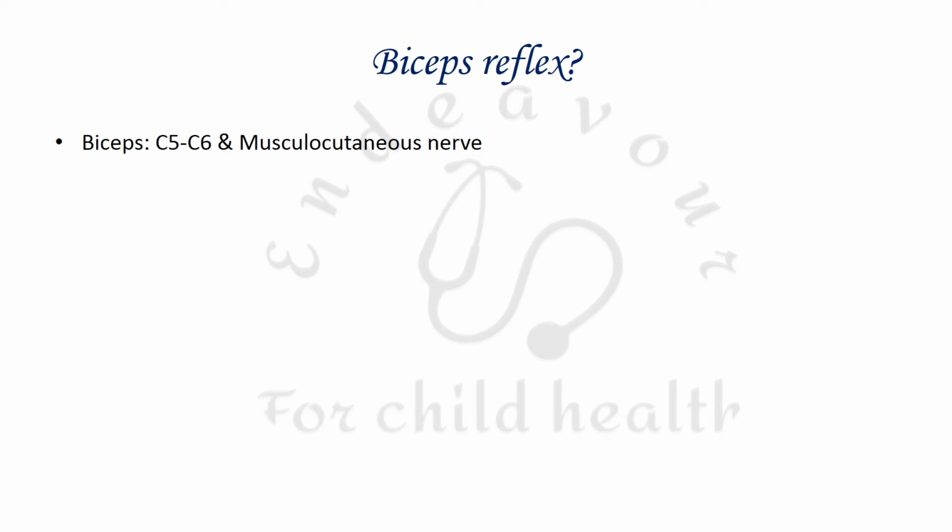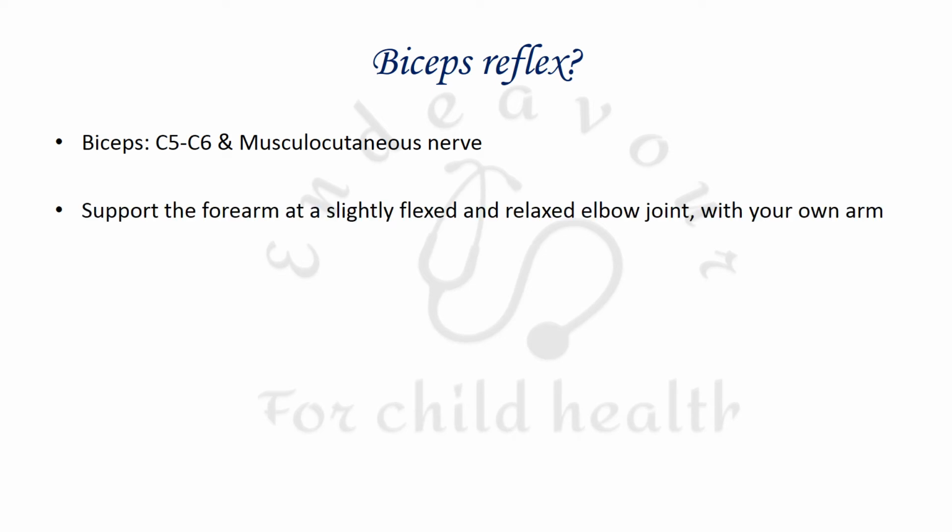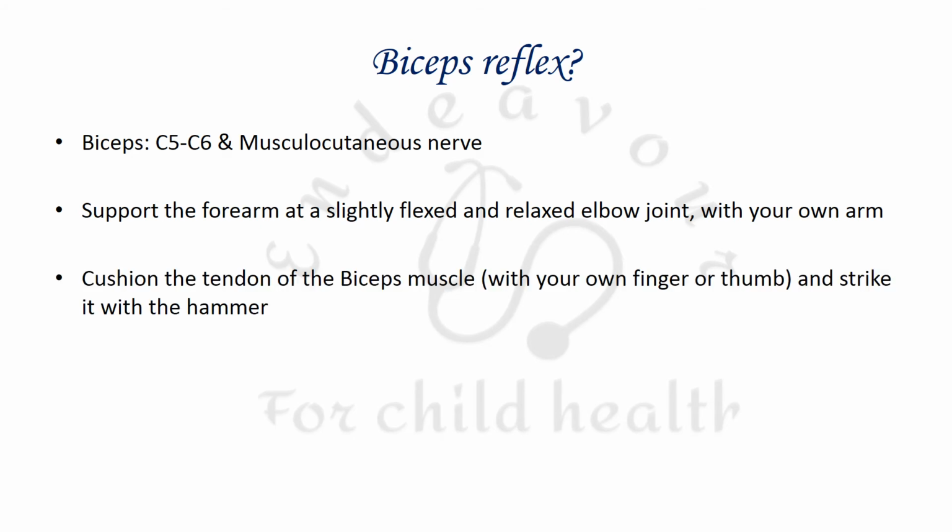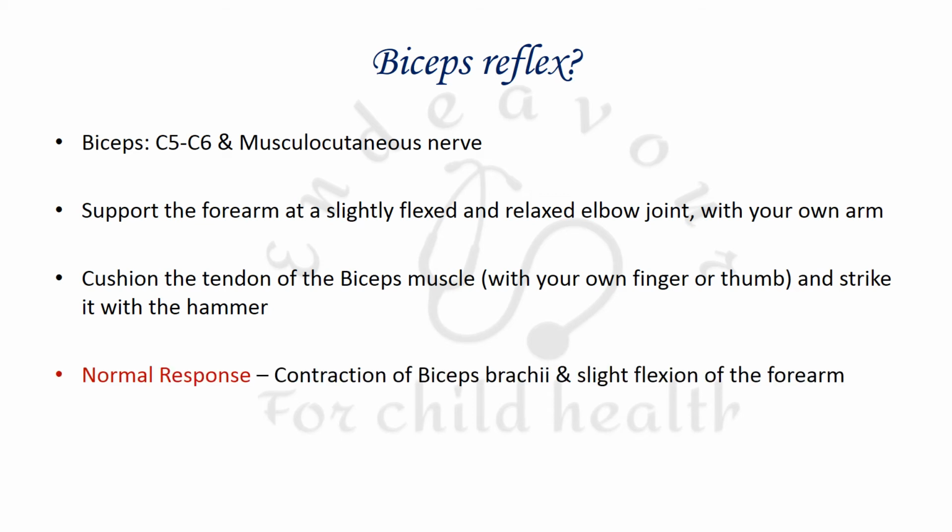Now the biceps reflex. The root value is C5, C6, musculocutaneous nerve. To elicit it, support the forearm at a slightly flexed and relaxed elbow joint with your own arm. Then cushion the tendon of the biceps brachii muscle with your own finger or thumb and strike it with the hammer. The normal response consists of contraction of the biceps brachii and slight flexion of the forearm, as you will see further.